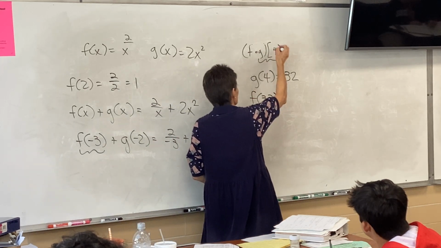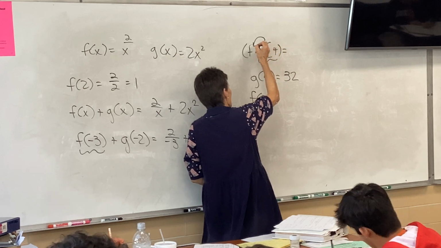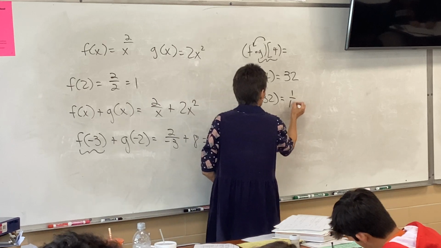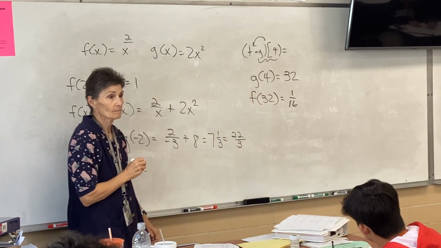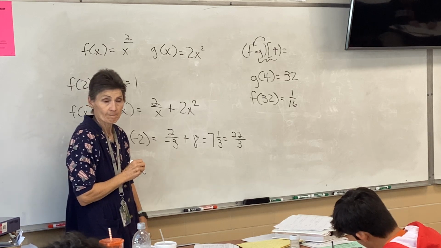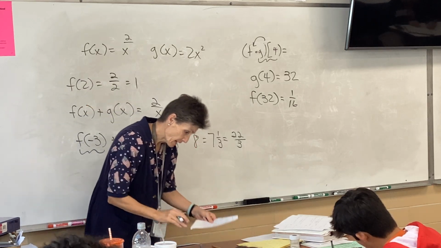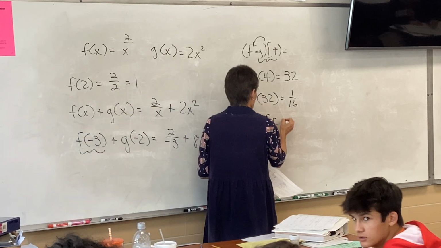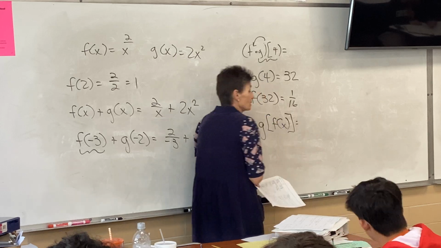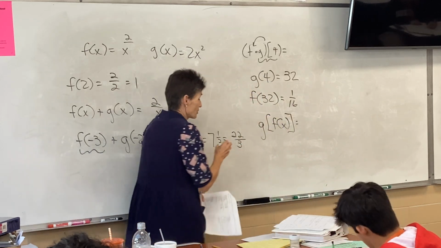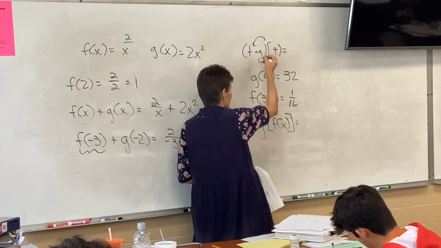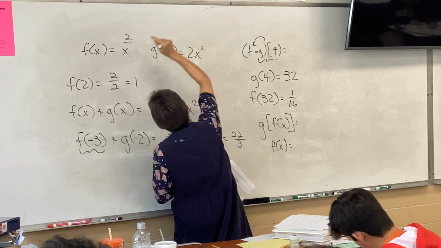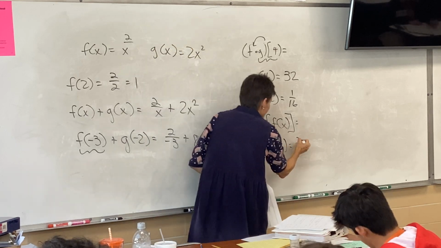So this right here was 32. So I'm going to plug that into f. And f of 32 is 1/16. And then last but not least, g of f of x. Now, start here, start inside, just like you did up here. So what's f of x? You know that. F of x is 2 over x.